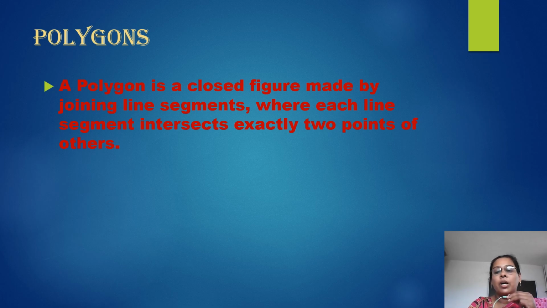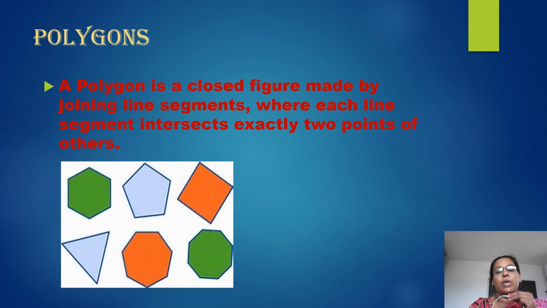First one, the figure must be a closed figure. Second one, it is made up of line segments. And third one, each line segment intersects exactly 2 points. If all three criteria are satisfied, then you can say that the figures are polygons.